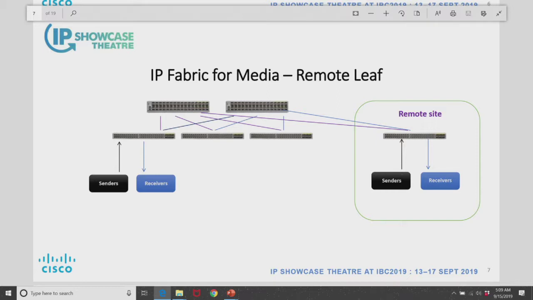So one of the requirements that came later is that I have a remote facility, 10 kilometers away, and they needed to basically do some remote production, again using 2022, so uncompressed video. So what we did is they leased fiber, and we extended the leaves that we had to the remote facility. And that became just another leaf managed fully by that process, the non-blocking multicast process.